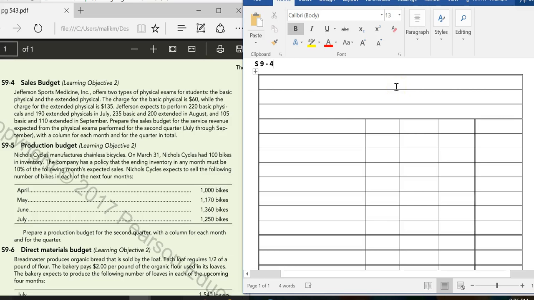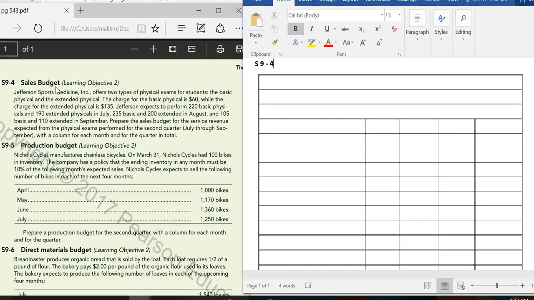Hello everyone. Now we will do one sales budget problem. Our first budget problem is from your textbook, chapter and exercise. If you have your textbook, you can open page number 543 or you can also watch it from here. So the problem is on sales budget, which is really very simple.